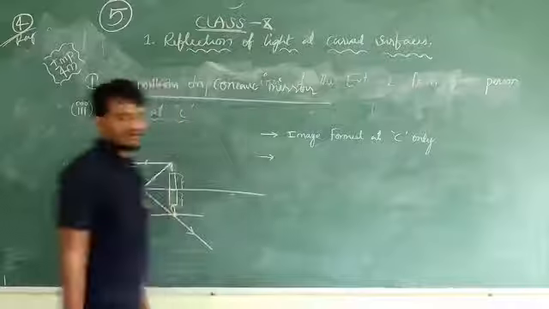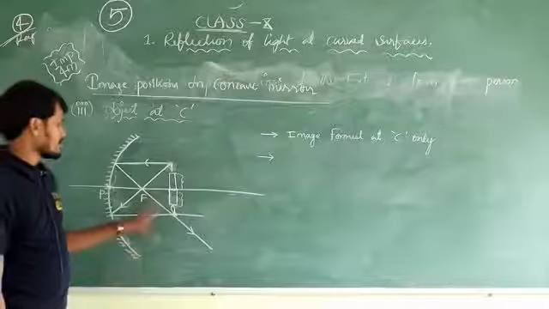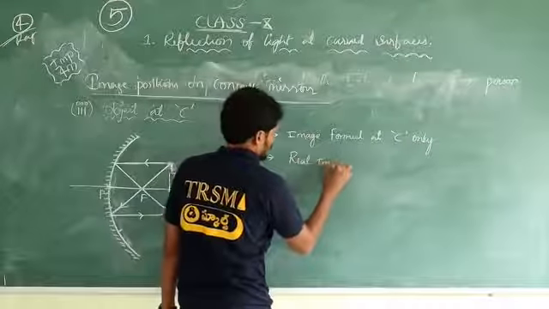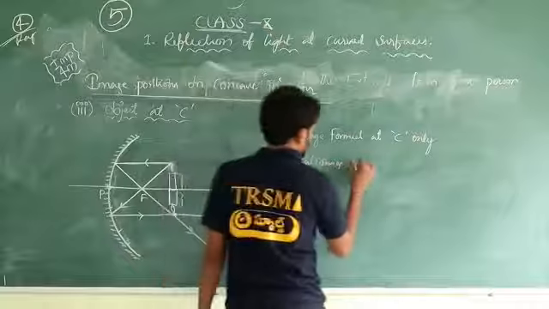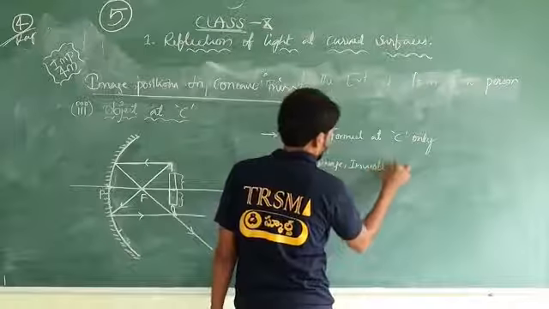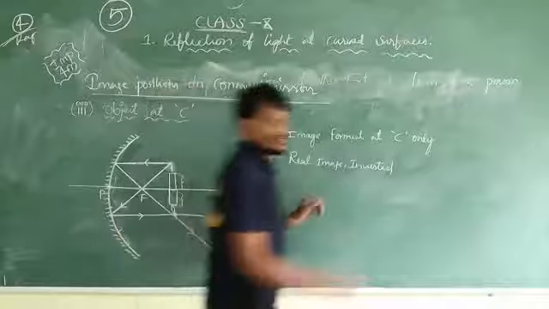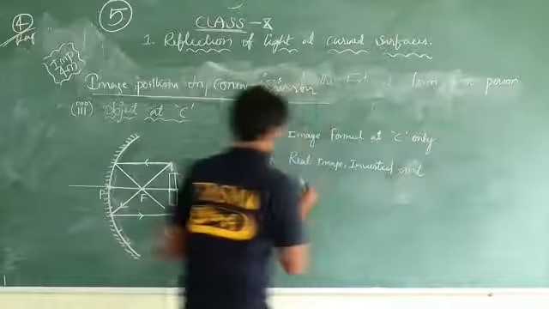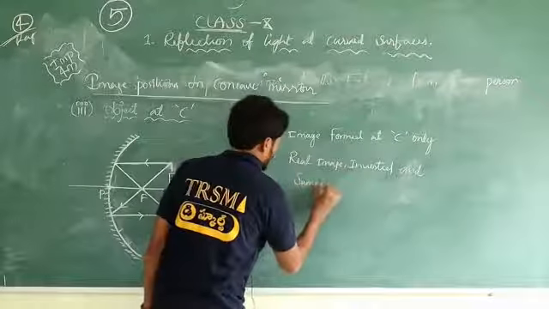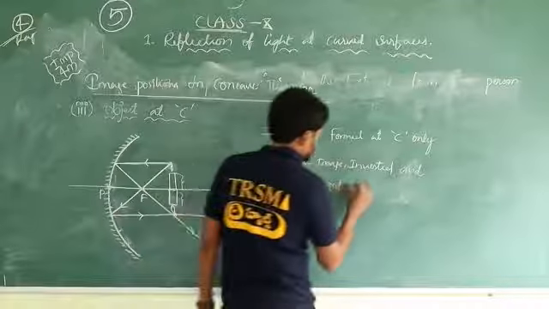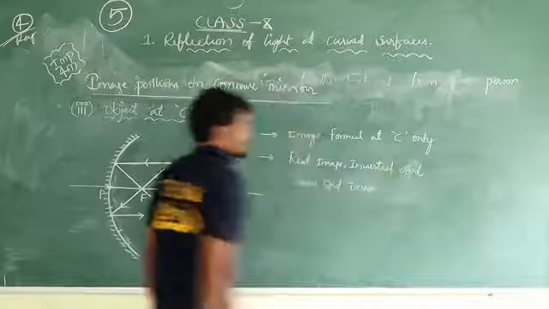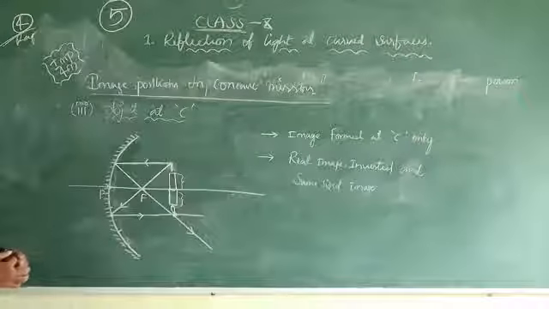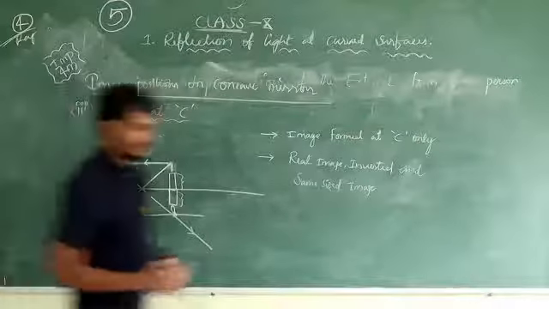The next thing is to write the characteristics. Real image, inverted, and same-sized image. Image size and object size are both equal here. Okay, so next see the next position.